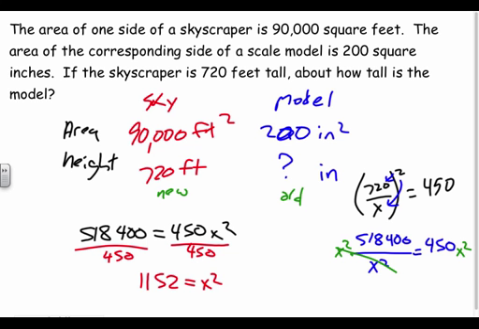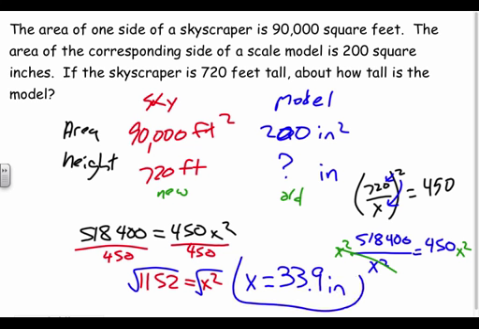And we're left with 1152 equals x squared. And to solve for x, we got to take the square root. All of our algebra rules here. And the square root of 1152 gives us about 33.9. And we're looking at the height of the model, so just inches. That one took a little bit of work. Just working with bigger numbers. That got a little bit sloppier. Otherwise, same type of thing.